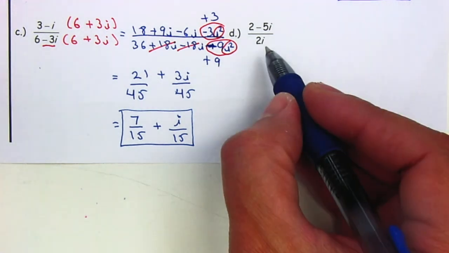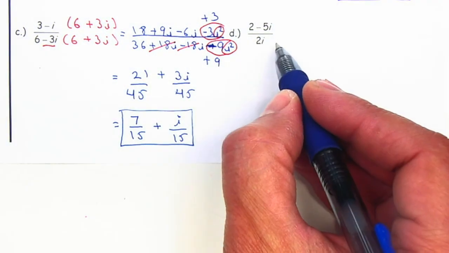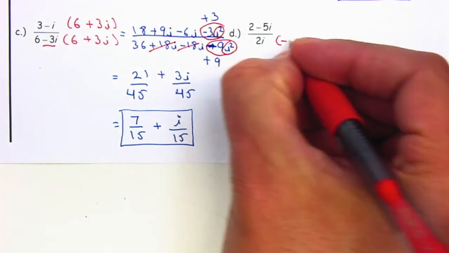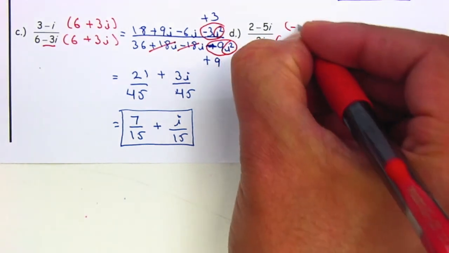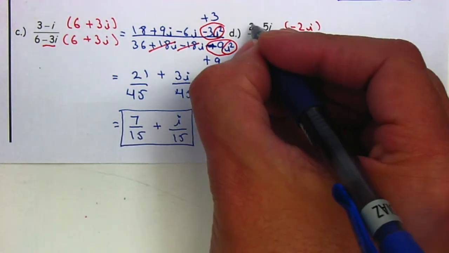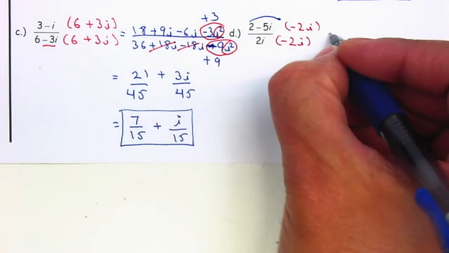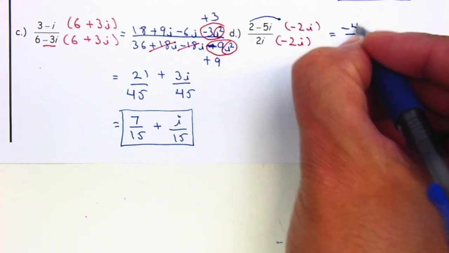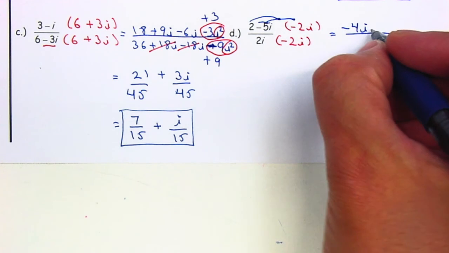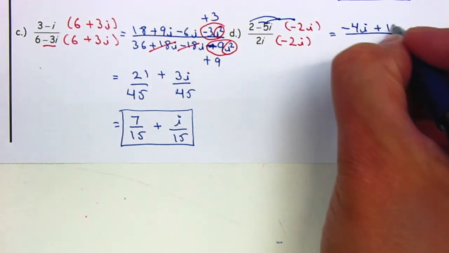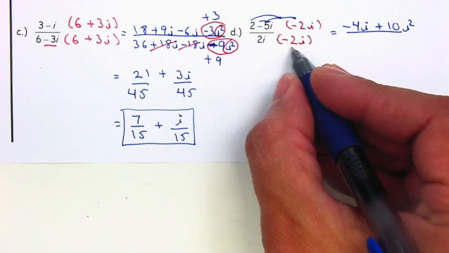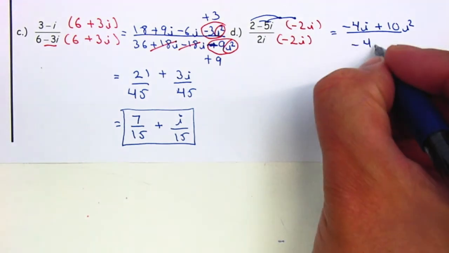Now for letter D, some of you guys might want to multiply by 2i. I prefer just to be consistent. I'm going to multiply by negative 2i, the top and the bottom. There's no real part, so that'll be an easier problem. Distributive property, that gives me negative 4i. Negative 5 times negative 2i gives me positive 10i squared. The denominator will be 2i times negative 2i is negative 4i squared.